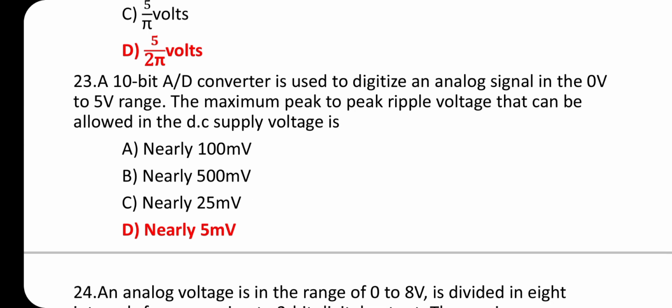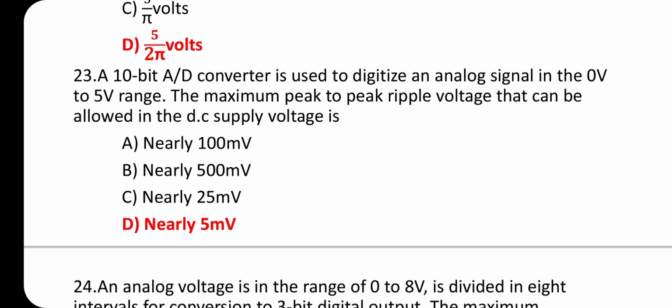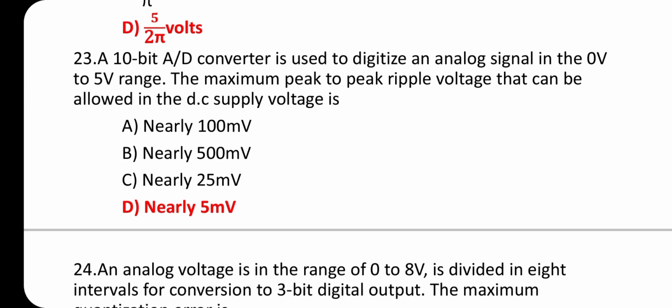volts. A 10-bit analog to digital converter is used to digitize an analog signal in the 0 volt to 5 volt range. The maximum peak to peak ripple voltage that can be allowed in the DC supply voltage is option D, nearly 5 millivolt.